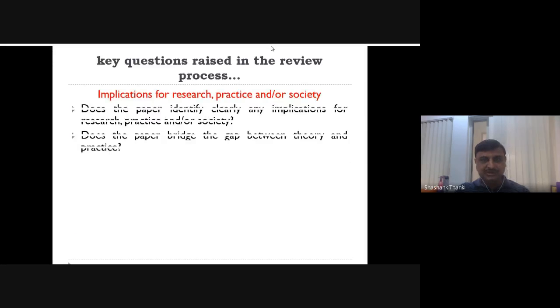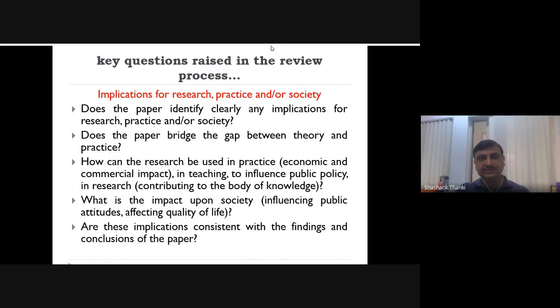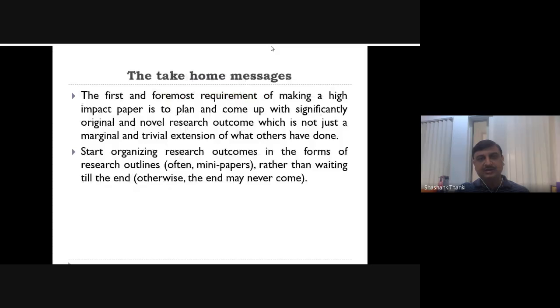Let me move fast. I think I had discussed enough. So the take home message, this is what I would like to say. The first and foremost requirement for making a high impact paper is to plan and come up with a significantly original and novel research outcome. Very important. Originality and novelty.